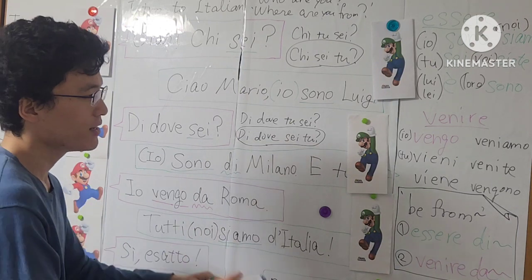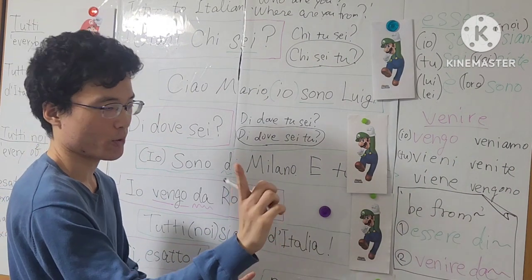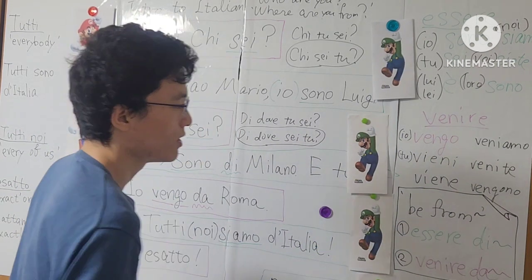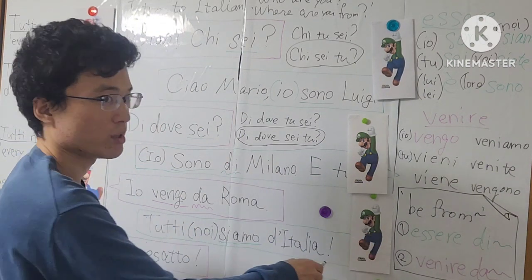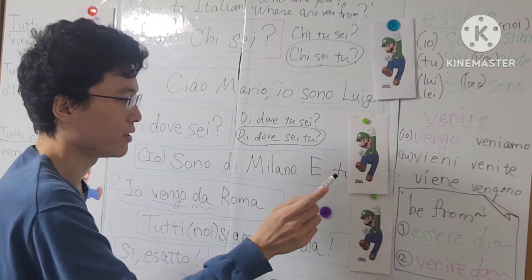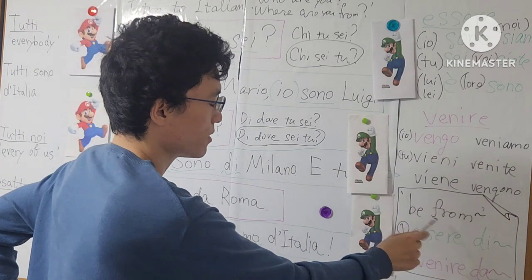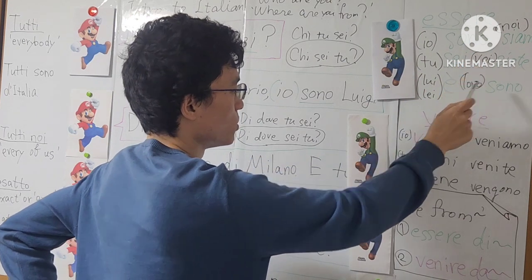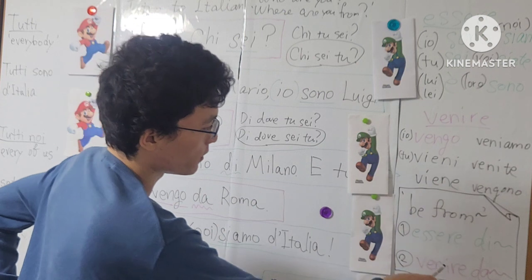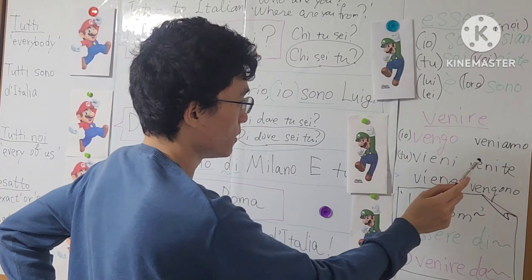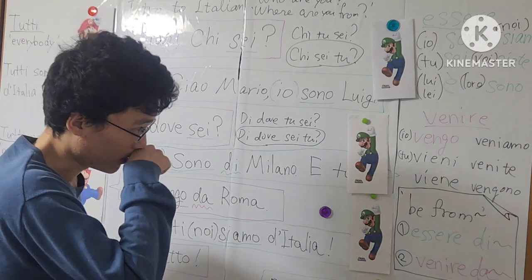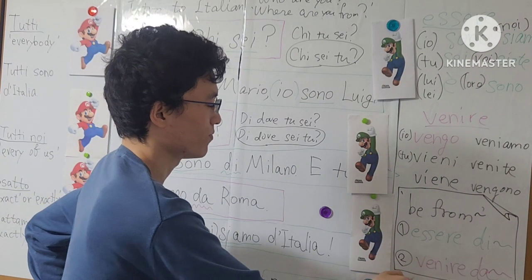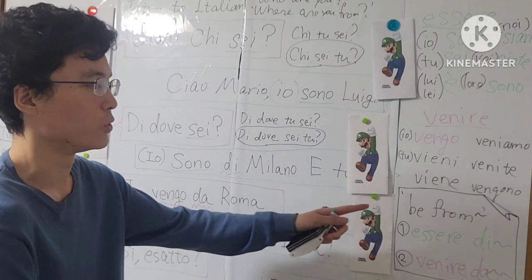In practical terms, let us memorize the two ways of expressing be from some place: essere di and venire da. According to the person and the number of the subject, don't forget that you have to conjugate the verbal parts into sono, sei, è, siamo, siete, or sono, or if you use venire da, into vengo, vieni, viene, veniamo, venite, vengono. These forms, essere and venire, are infinitive forms. You have to conjugate them in almost every case in which you use these expressions.